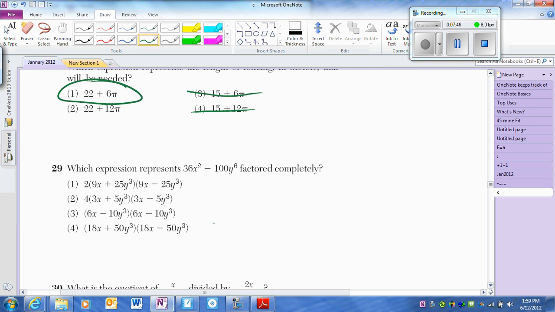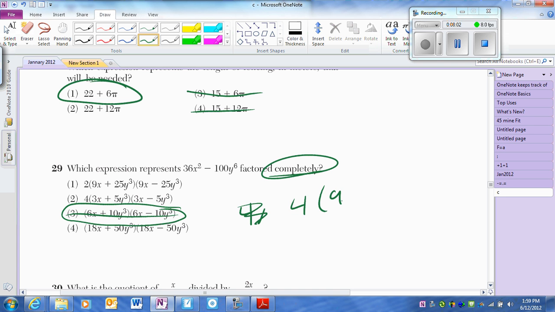So this is a hard question, because normally you might want to do this one, because it is the difference of perfect squares, but you have to take out the GCF first. That's what the word completely means, and the GCF is actually 4. I'm left with 9x squared minus 25y squared. And then this factors to this one, the cubed. Y cubed times y cubed is that. So choice 2 is the answer.